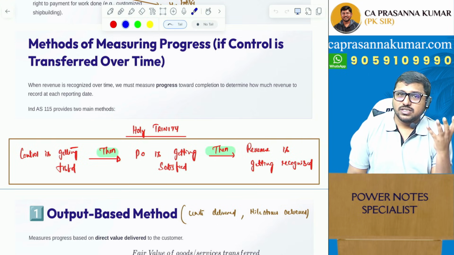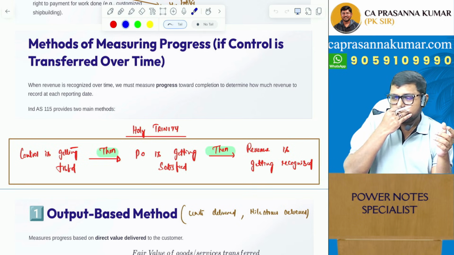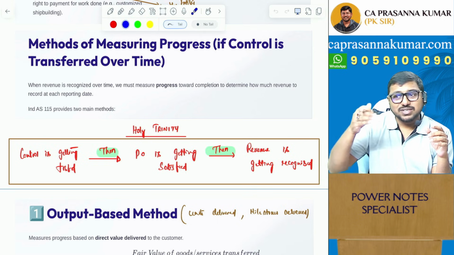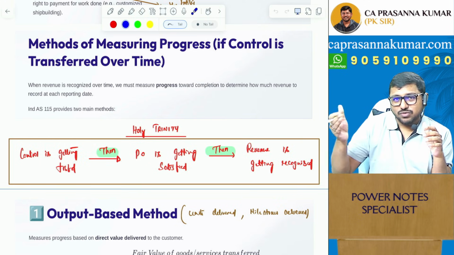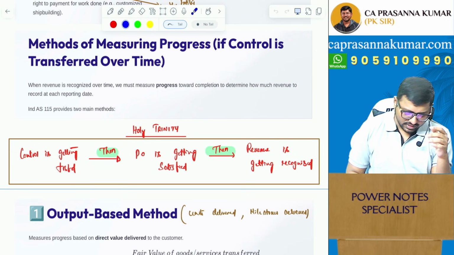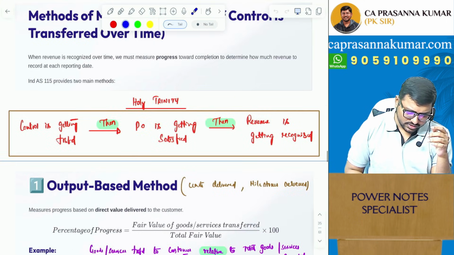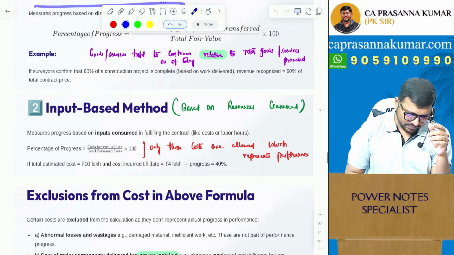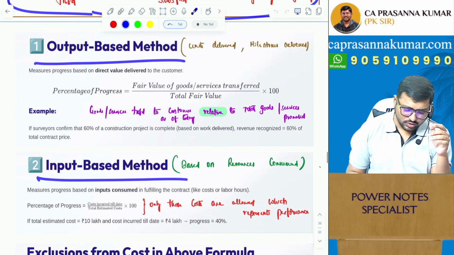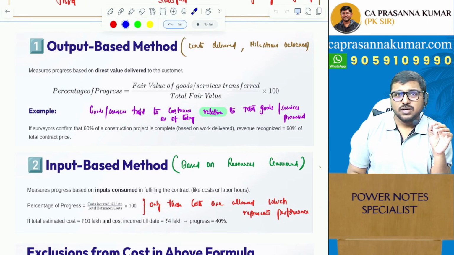Now the question is how to recognize the revenue. Now you can't recognize obviously the total revenue. So you need to recognize revenue based on the percentage of work completed or the measurement of progress, which we can call it in other words. Now the question is percentage of work completed, how to find. For that, we have two methods. This holy trinity already I told you, right? Output based method, input based method. These are the two methods that we have got to find out percentage of work completed.